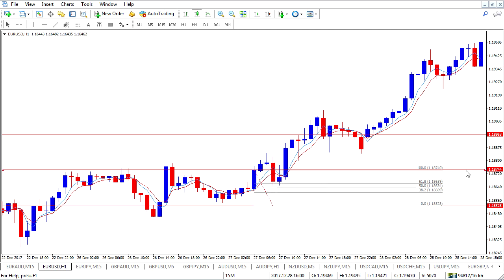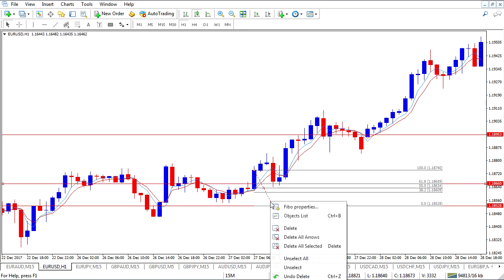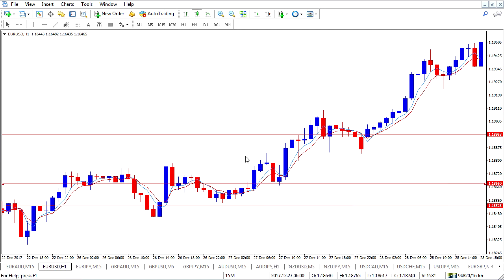So let me move my entry now down to that level. All right, so now I'm going to delete the Fibonacci tool. And we can see from here that our stop loss is 13 pips and our take profit is 29 pips. So 26 would be 2 to 1. So we're a little bit better than 2 to 1. So this is how we are going to mess with our entries to get a 2 to 1 reward to risk.